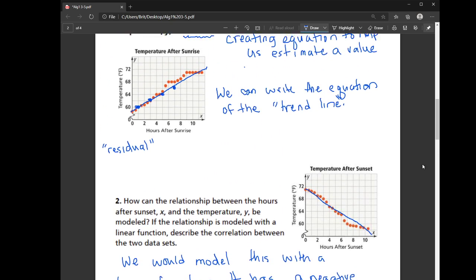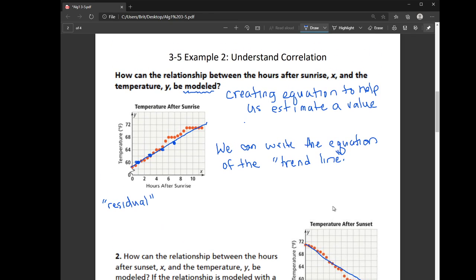So there we go. So that's how we're going to discuss it, is with what's called the trend line and looking at those residuals, the distance from the dot to the trend line.